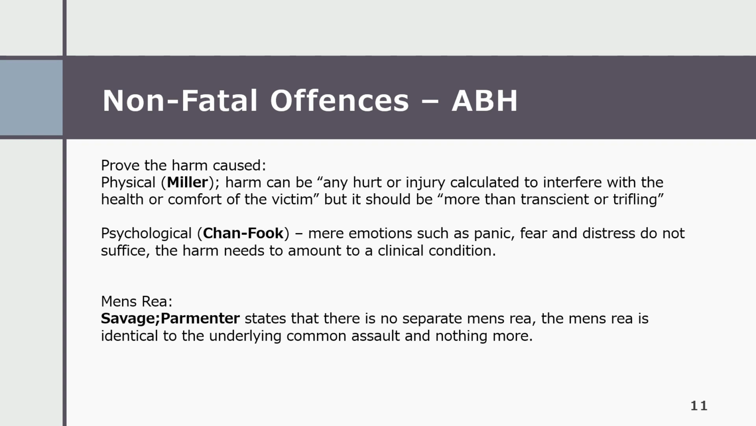So the mens rea: Savage and Parmenter states that there is no separate mens rea. The mens rea is identical to the underlying common assault and nothing more. So if you have a battery as your underlying act, prove the mens rea for battery, so you use R v Venna. If you have assault, use Savage.